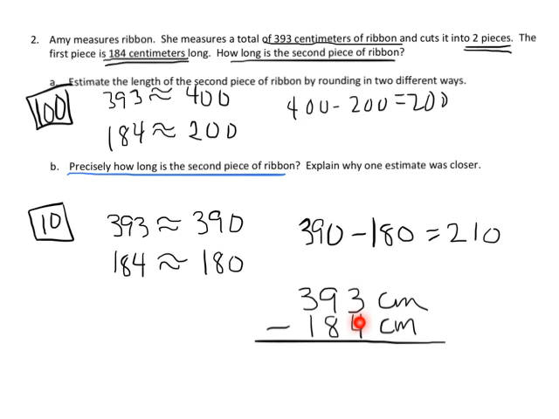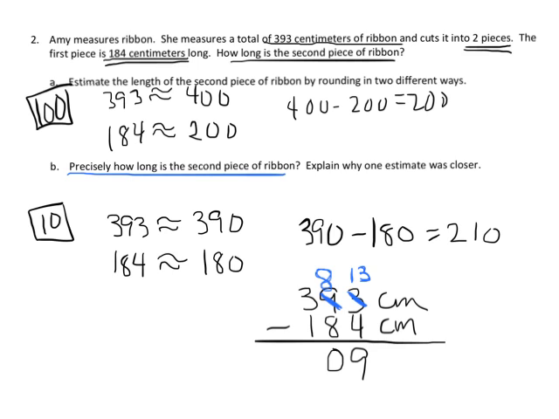So we have 3 minus 4, which in this case, we don't have enough ones to subtract 4. So we're going to decompose, we're going to regroup. We're going to take one of these 10s and decompose it to 10 ones, giving us 13 ones. And then 13 minus 4 is 9. 8 minus 4 is 0. And 300 minus 100 is 200. So the answer is 209 centimeters.